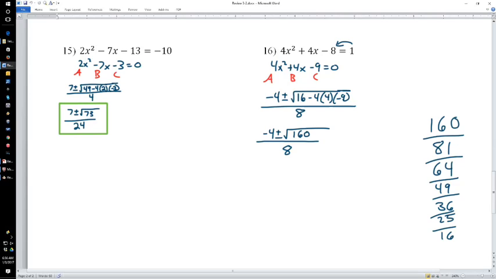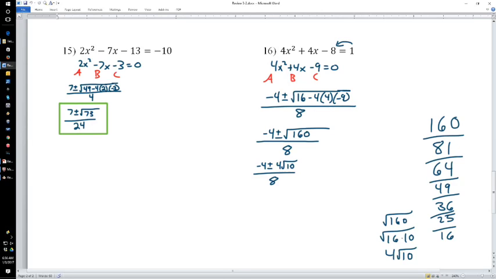So the square root of 160 reduces down to 16 times 10, which is 4 times the square root of 10. Alright, so we've got negative 4 plus or minus 4 on the square root of 10 divided by 8.